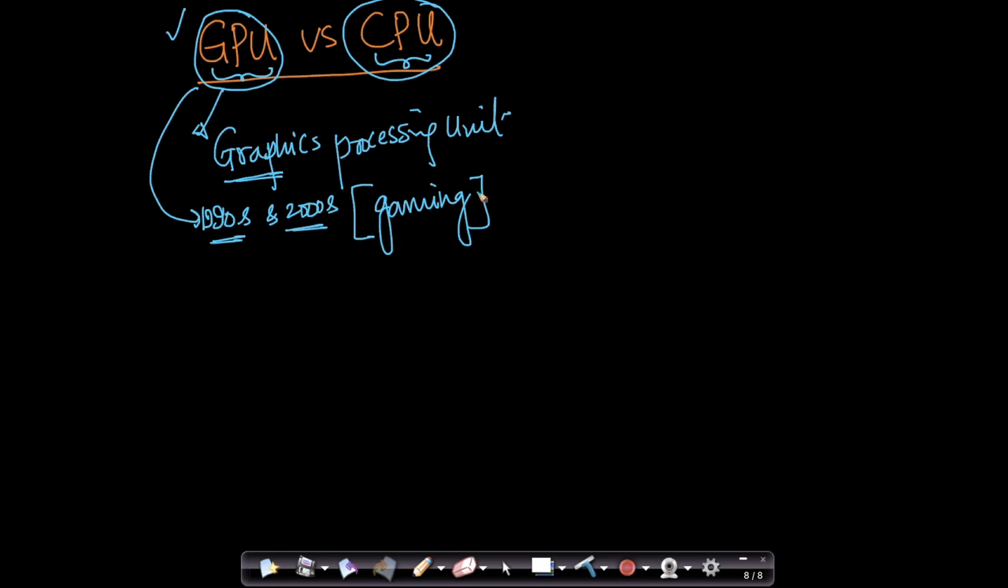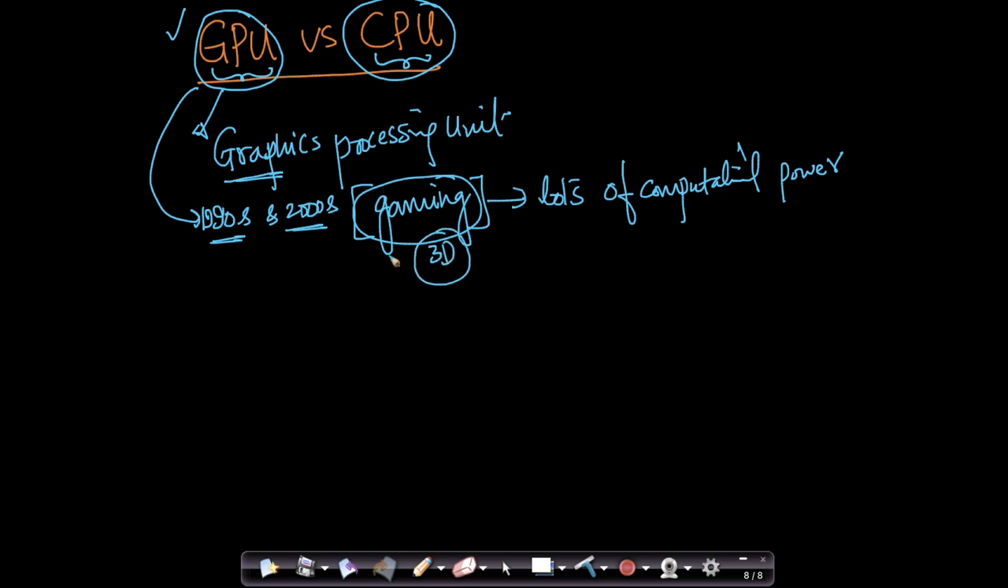If you play any high-end game on your laptop or desktop, you would need a GPU, because gaming is very computationally intensive. Just imagine you have to render lots and lots of dynamic video on your screen. By gaming, I mean realistic 3D gaming, not some simplistic 2D games. Realistic 3D gaming requires a lot of computational power, and that additional computational power comes from GPUs.